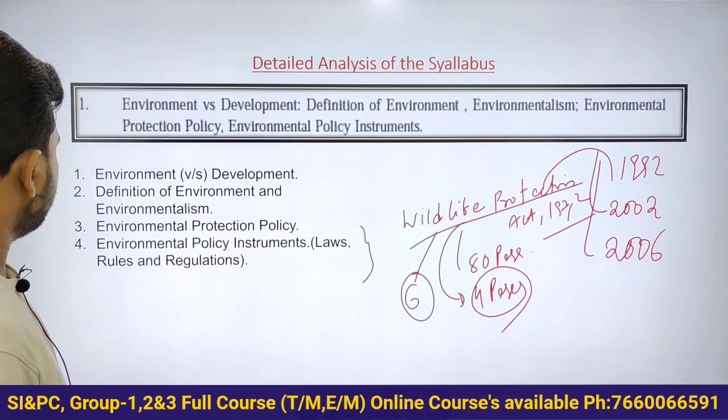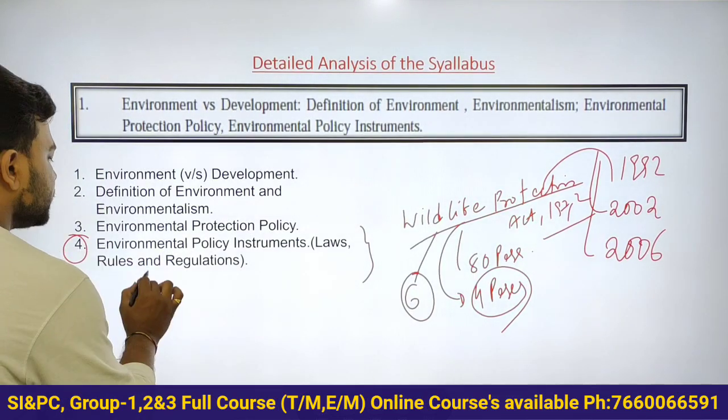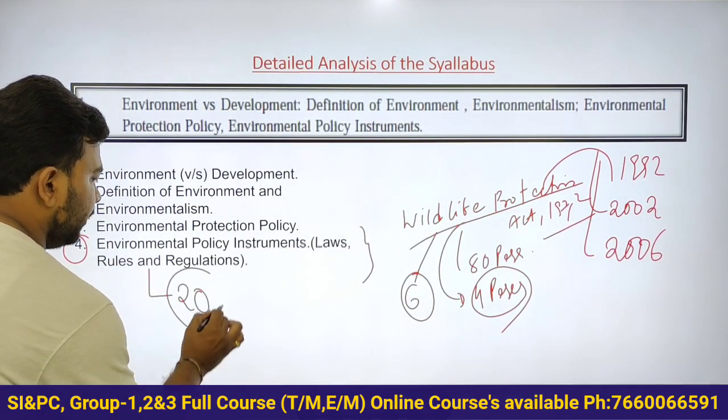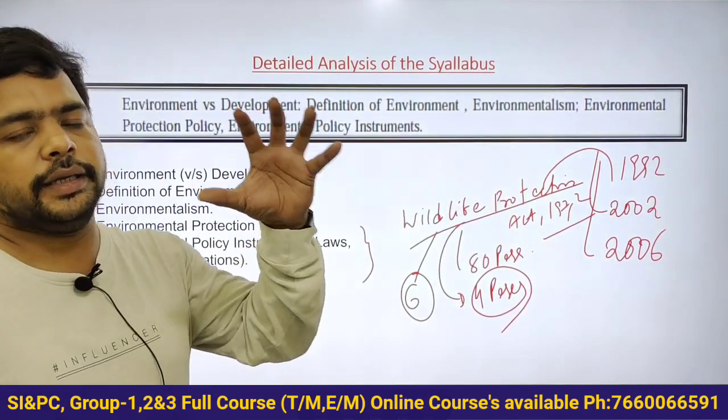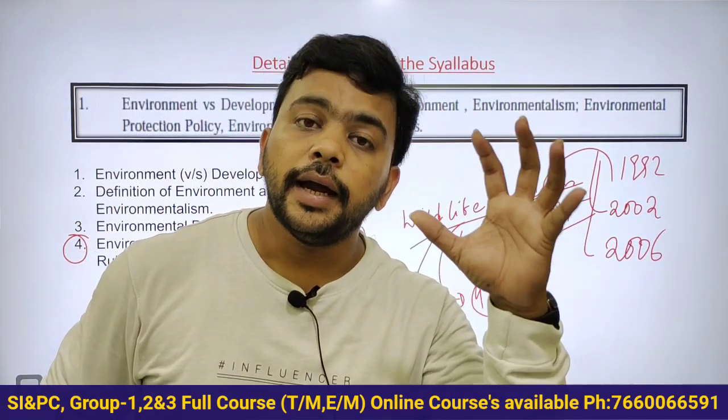So understand this very clearly. These are environmental policy instruments. Around 20 are there. We will discuss them in detail with the facts, figures and latest amendments.